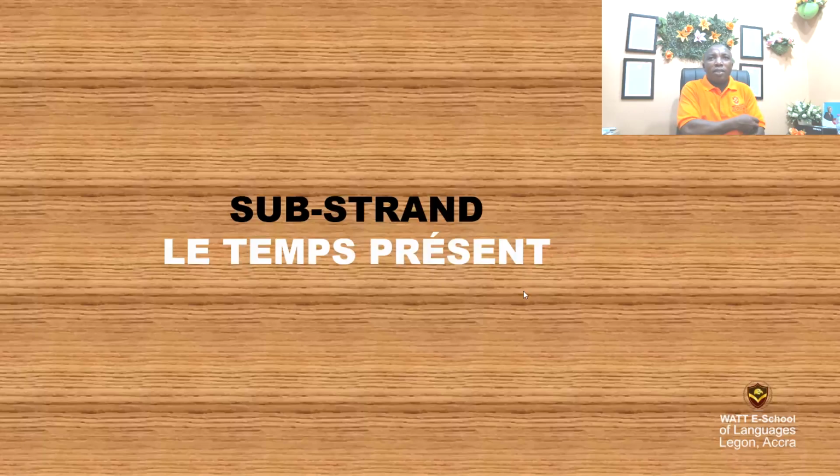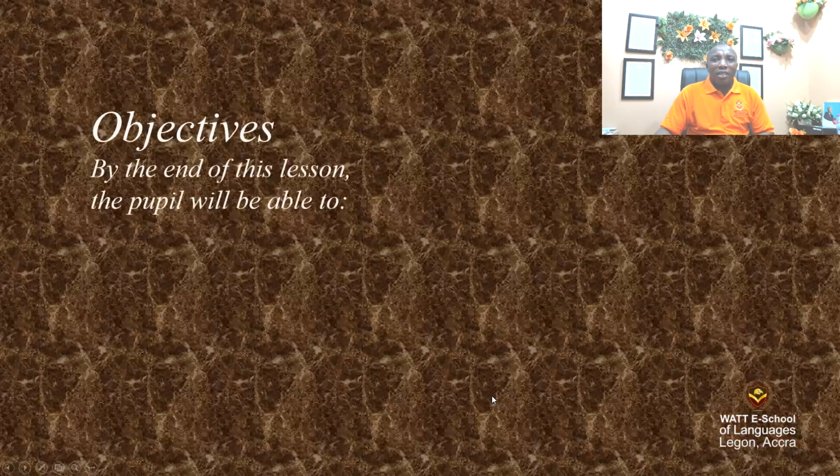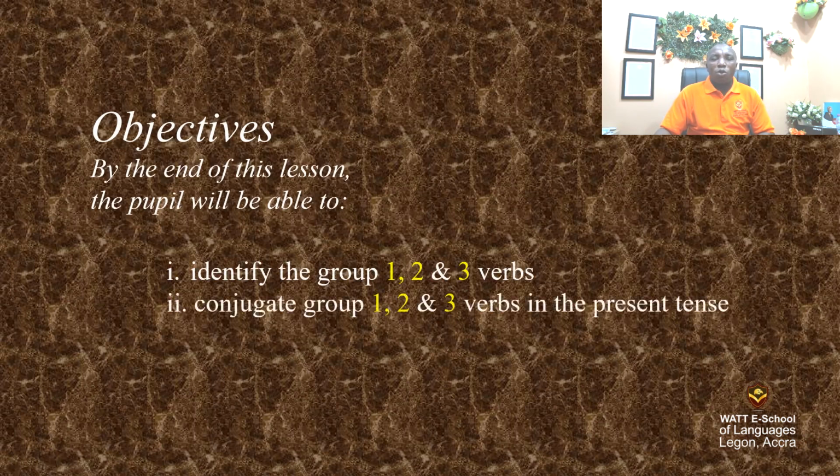Hi. Today, we are going to study the temps présent, the present tense. Let's have a look at the objectives. By the end of this lesson, people will be able to identify the group 1, 2, and 3 verbs. Also, conjugate group 1, 2, and 3 verbs in the present tense.